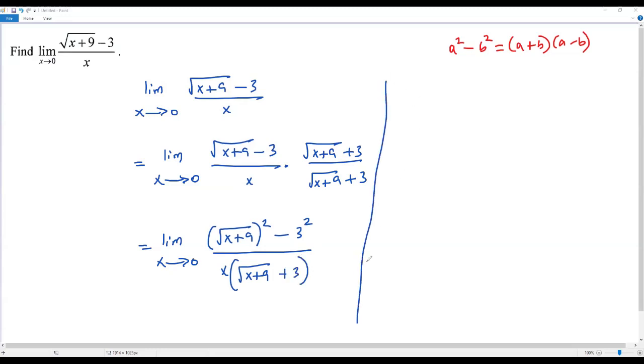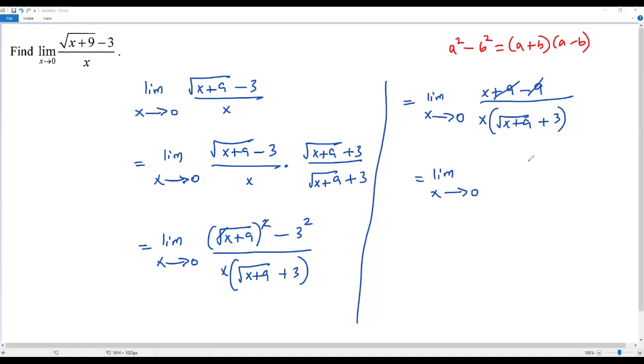Now let me continue. Limit as x approaches 0. Here the square root and square will cancel out. I'm getting x + 9 - 9, since the evaluation of 3 squared is 9, divided by x times (square root of x + 9 + 3). So the + 9 and - 9 will cancel out because it's a zero pair. Limit as x approaches 0 of x divided by x times (square root of x + 9 + 3).